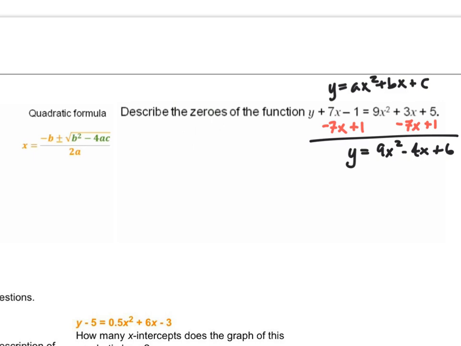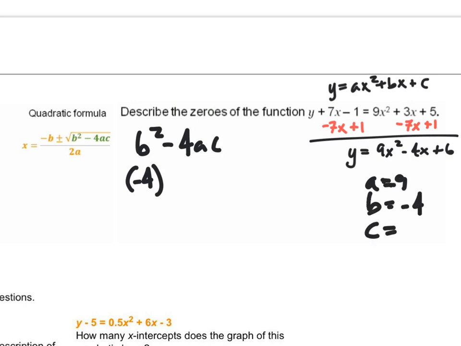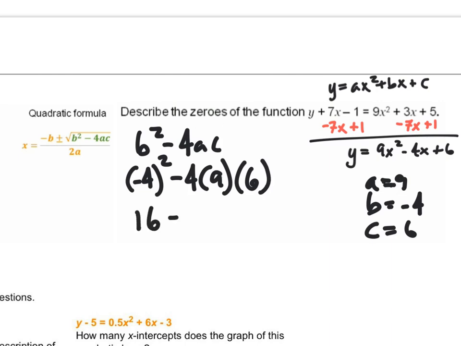So I'm going to find out what b squared minus 4ac is. Here we've got a is equal to 9, b is equal to negative 4, and c is equal to 6. So if I do negative 4 and square it, minus 4 times 9 times 6, this is going to give me 16 minus 4 times 9 is 36, and then times 6 gives us 216. So if I take 16 minus 216, that's going to give me negative 200.